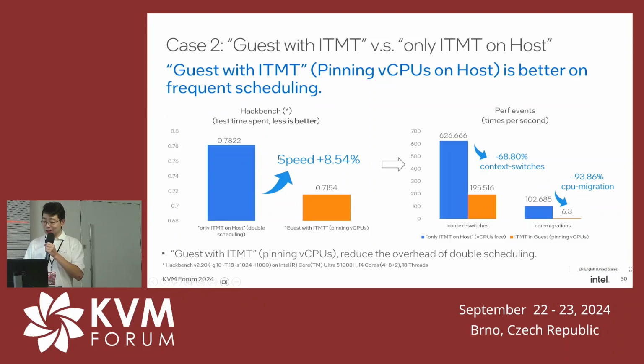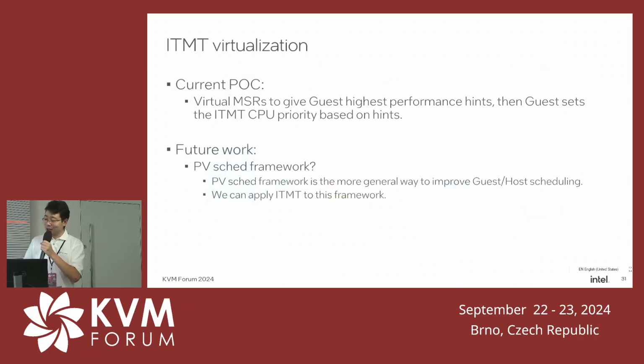We can see on Hackbench, the guest with ITMT and with pinned vCPU can achieve an 8% improvement. This is mainly because the vCPU is pinned. Since vCPU pinning can reduce double scheduling overhead, it can significantly reduce context switches and CPU migration on the host. So we have the conclusion for the Linux guest. To get the best performance, we need to pin the vCPU first and enable ITMT scheduling in the guest. Currently, this work is in the POC state.